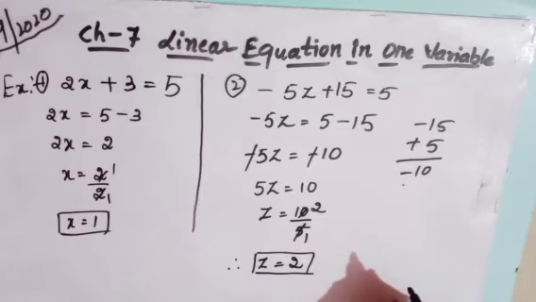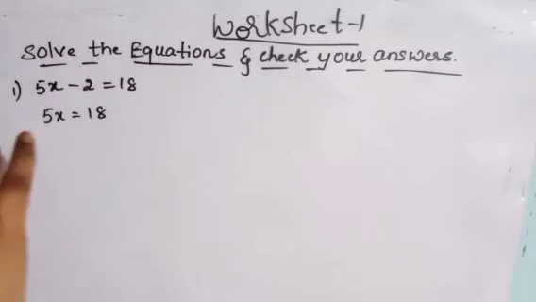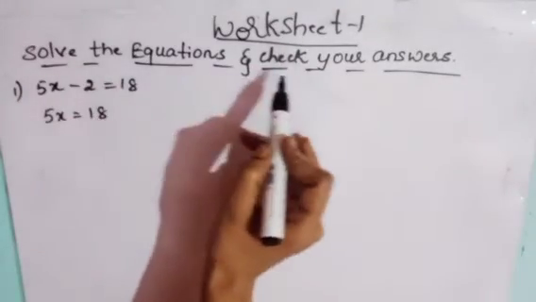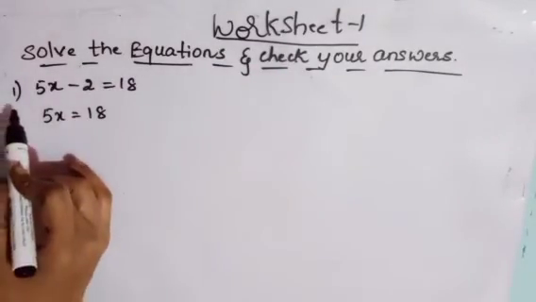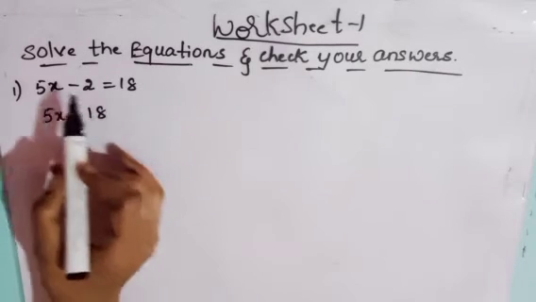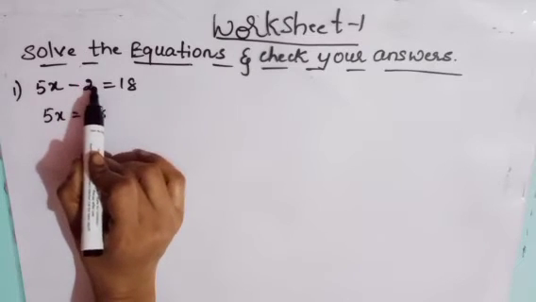Next, let us solve worksheet 1. Solve the equation and check your answer. The question is 5x minus 2 equals 18. So write 5x equals 18. Let us bring this minus 2 to the right side.